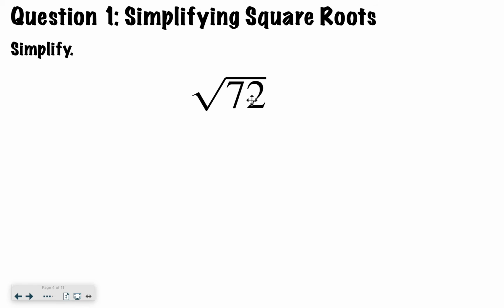So now what I want you to do is I want you to take the square root of 72, and I want you to see, looking at those numbers, what is the biggest number that can multiply into 72 so you can simplify that square root. Good luck.